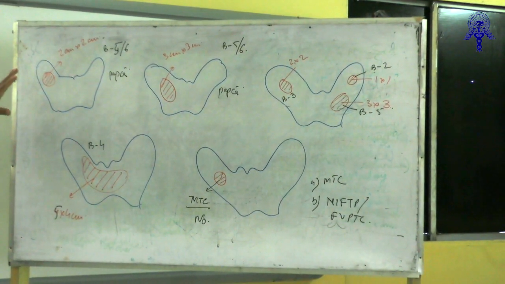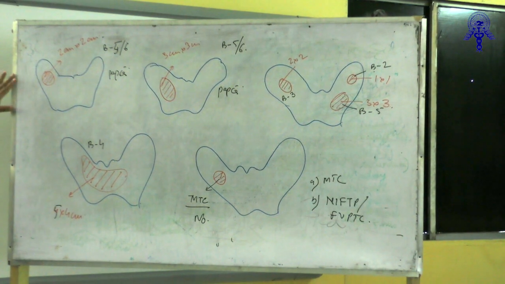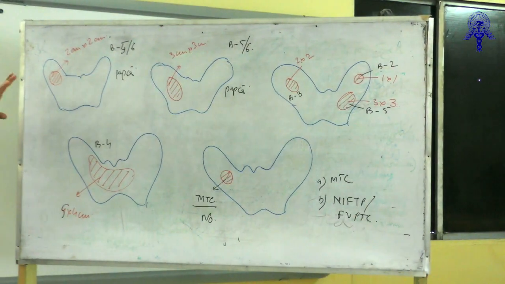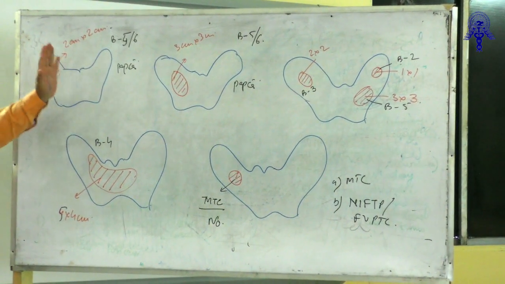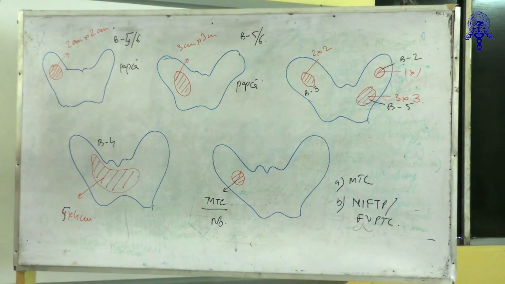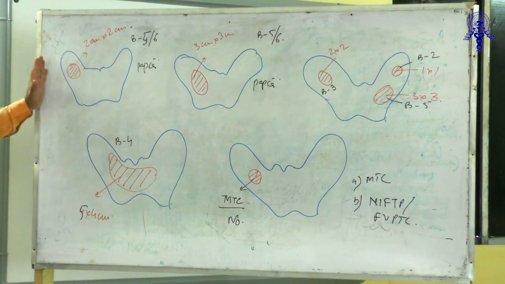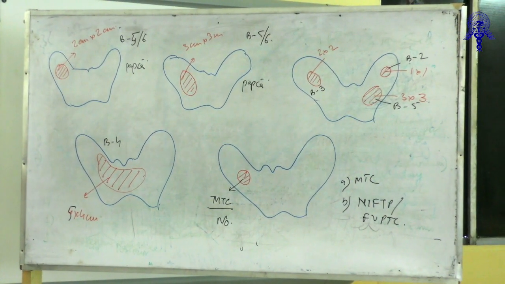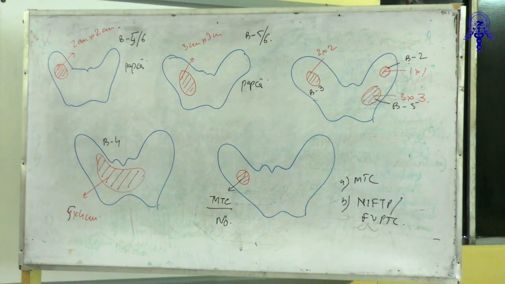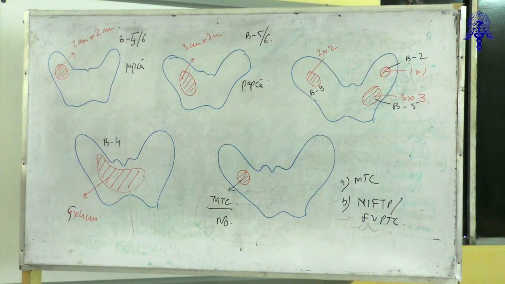Is it visible to everyone? Involving the right upper pole. Bethesda is 5 or 6. It is suspicious of papillary carcinoma. So clinical staging in this case will be either T1 or T2, right? N0. What will you do?